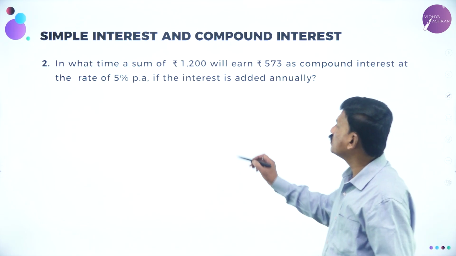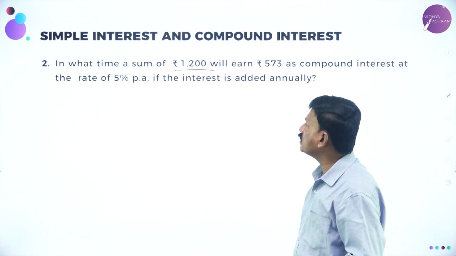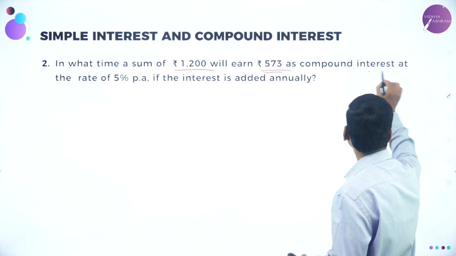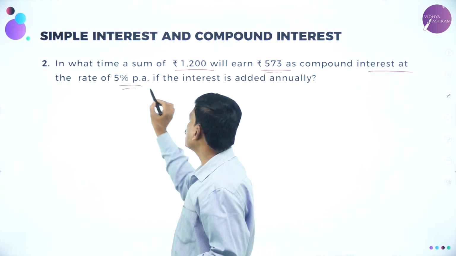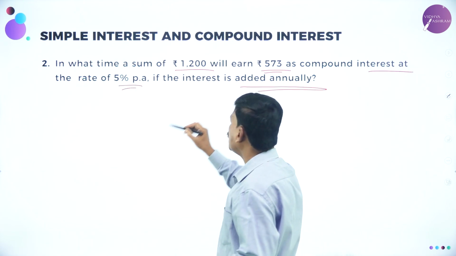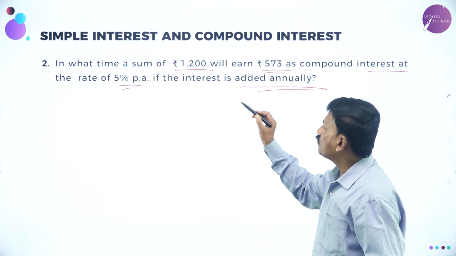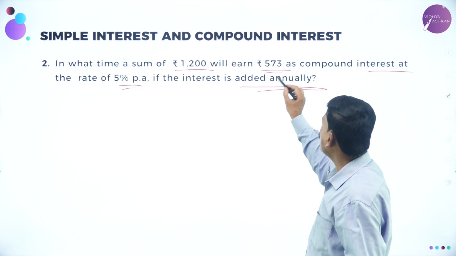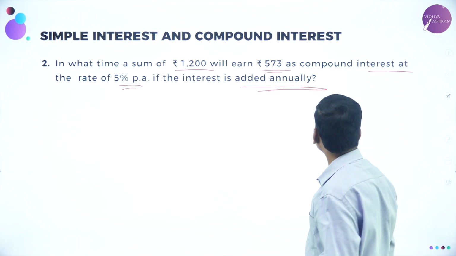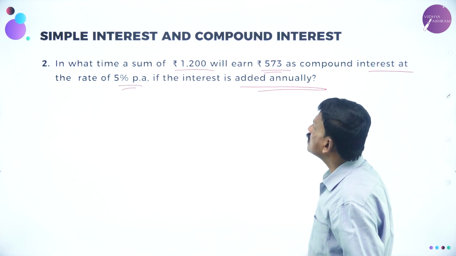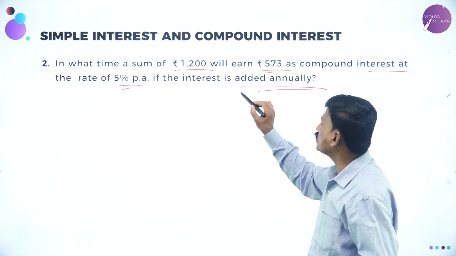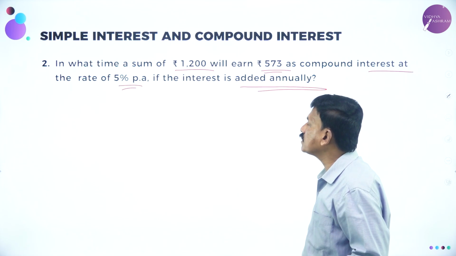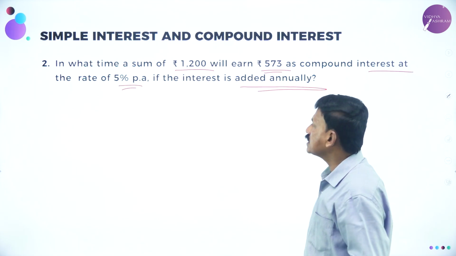The sum is given, that is 1,200. In what time will a sum of 1,200 earn rupees 573 as compound interest at the rate of 5% per annum if the interest is added annually? If the interest is added annually, for the sum of rupees 1,200 at the rate of 5%, it will earn rupees 573. Then what is required to find is the time.